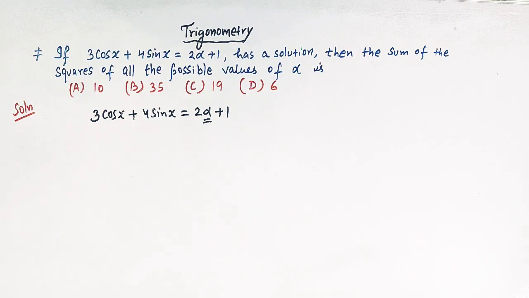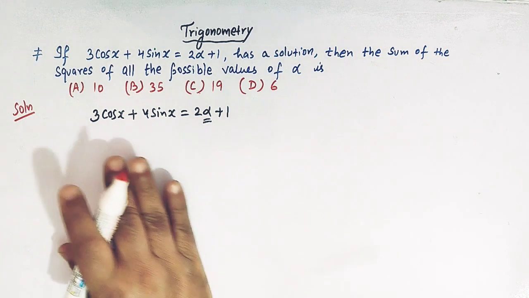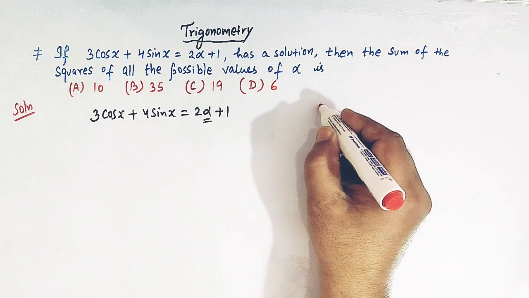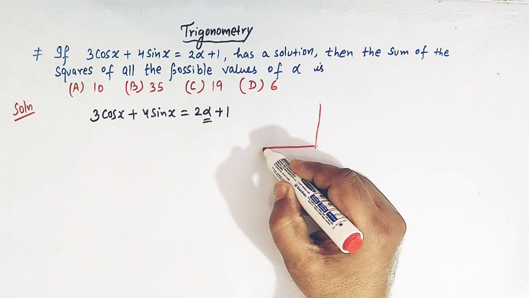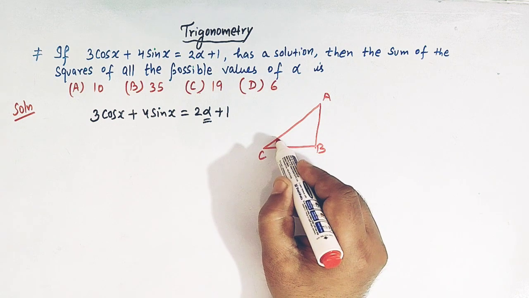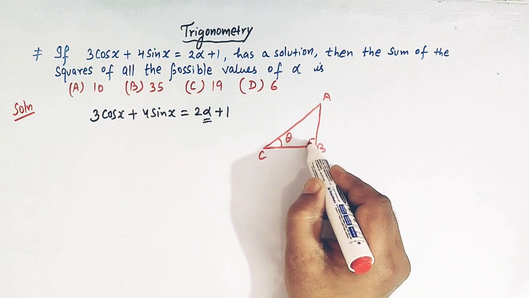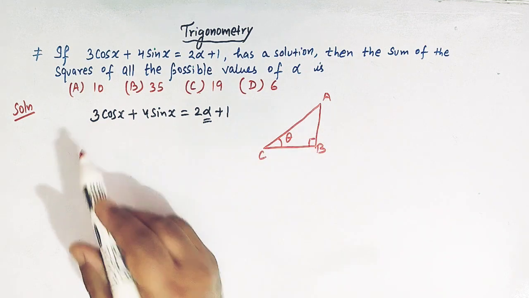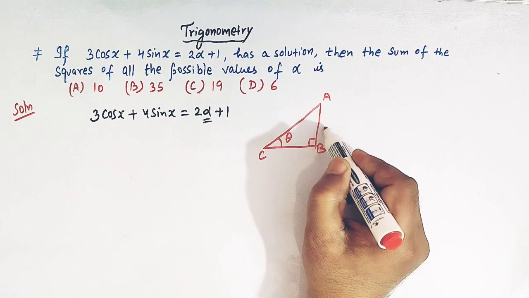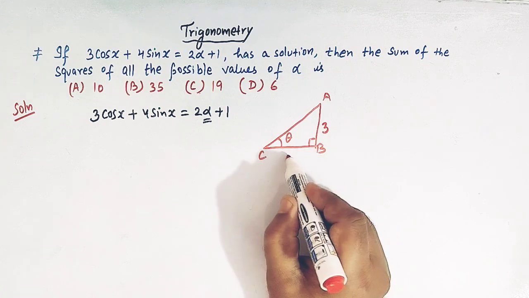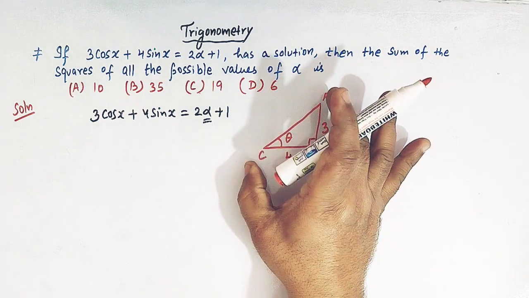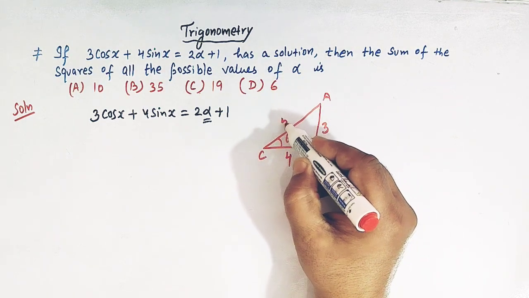So let us start. Here we'll take help of some elementary trigonometry. Let us take a triangle. Here we have a right angle triangle. This is A, this is B, and this is C. Let us take this angle as theta, and this is 90 degrees. Now let us take this side, that is AB, which is the perpendicular, as 3 and the base as 4. Then by Pythagoras theorem we can easily find the length of the hypotenuse, that is 5.